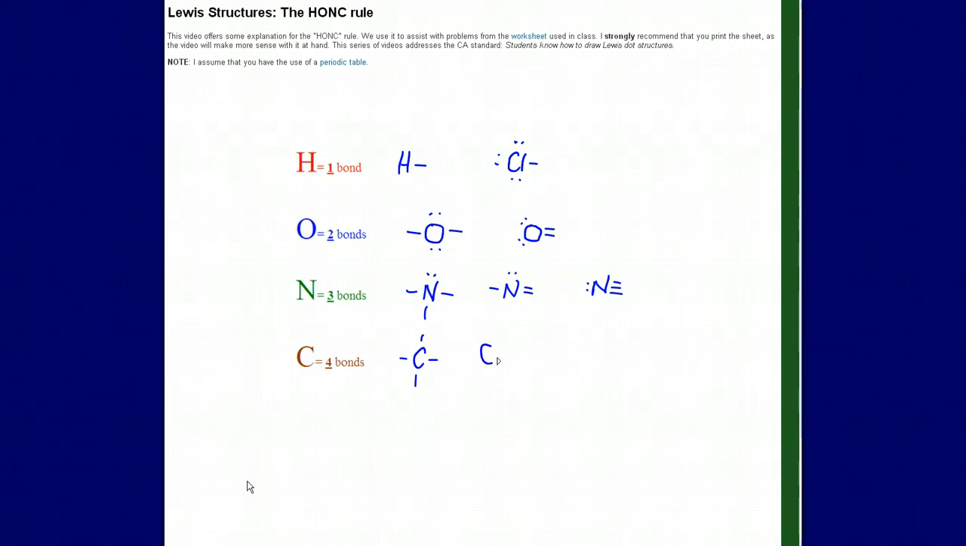Carbon could form a double bond and 2 single bonds for its 4 bonds. Carbon could form 2 double bonds, or carbon can form a triple bond and a single bond. There's no such thing as a quadruple bond. And in all of those instances, carbon gets its entire octet from the bonding electrons and has no need for unshared electron pairs. That's the usefulness, again, of the HONC rule.